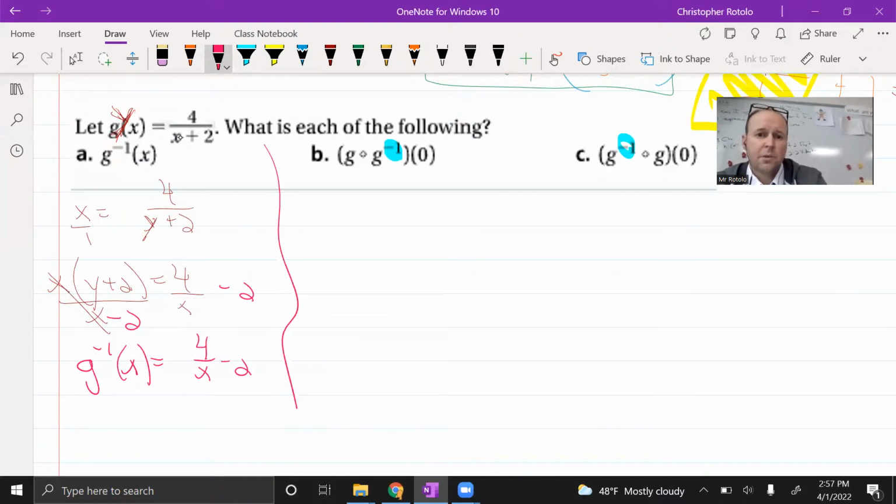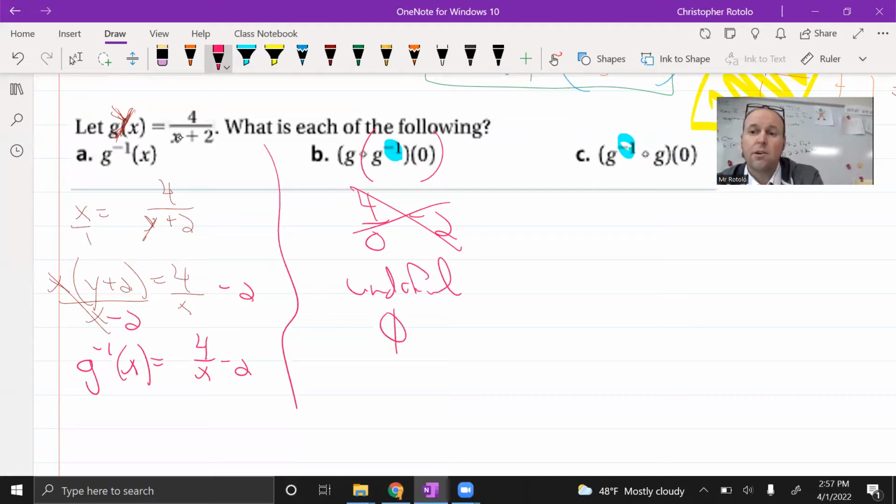So this tells me this is like a bunch of parentheses. Remember open circle? So I want 4 divided by 0 minus 2. Let's see, 4 divided by 0. Oh no, it's the end of the universe. We can't do this, right? That's undefined. Or we might say no solution to it.